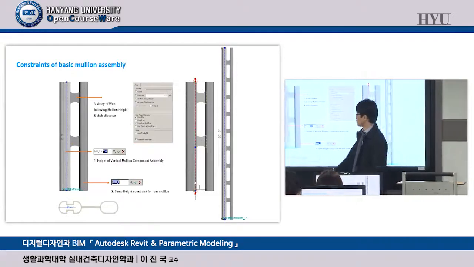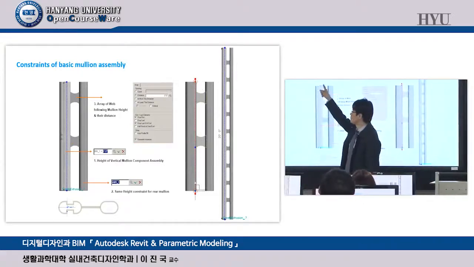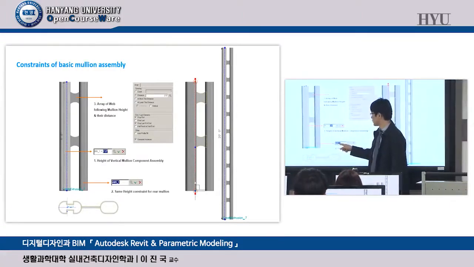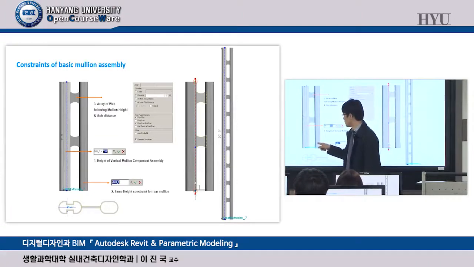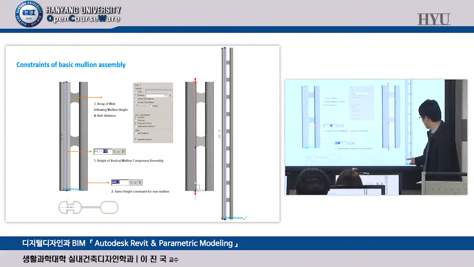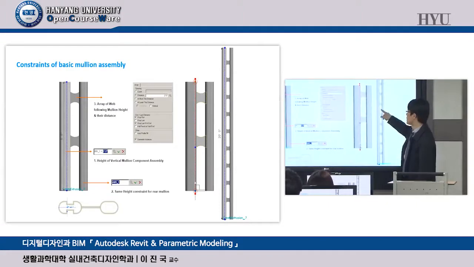So let's take a look. This is the front mullion. The front mullion's height can be defined in this way, by user input, okay? How about the rear mullion? Exactly the same as the front mullion, okay? And then you don't need to touch the rear mullion's height. What you need to control is the front mullion's height, one user input, okay? And then you can control it like this.